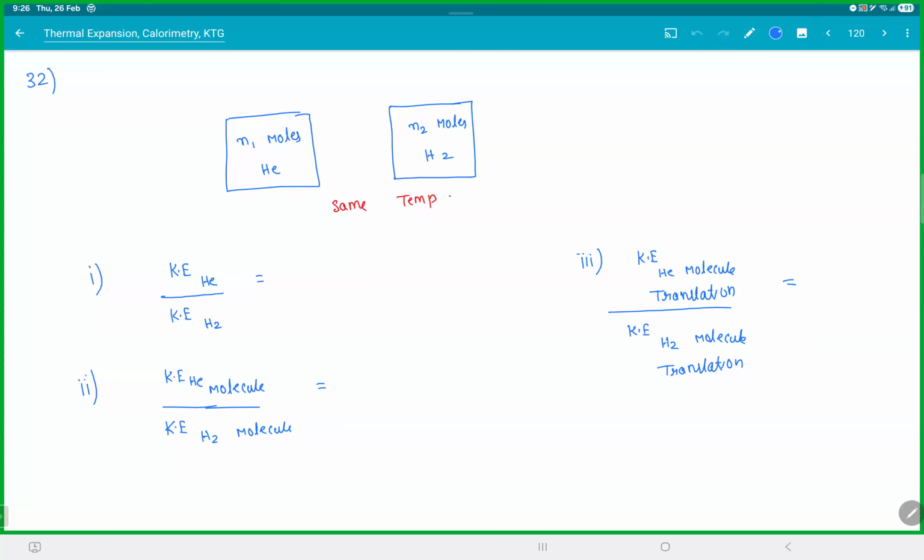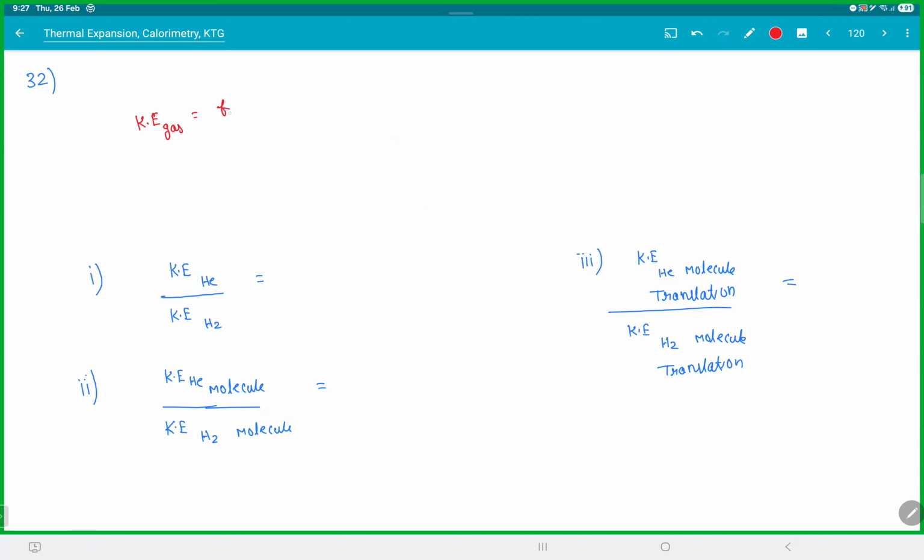So what to do here? Again, look at the formula here. What is the kinetic energy of the gas? Kinetic energy of the gas is f by 2 nRT. Means this is proportional to f into n. So this would be f helium n helium by f hydrogen n hydrogen. That would be 3n1 by 5n2. That's it.